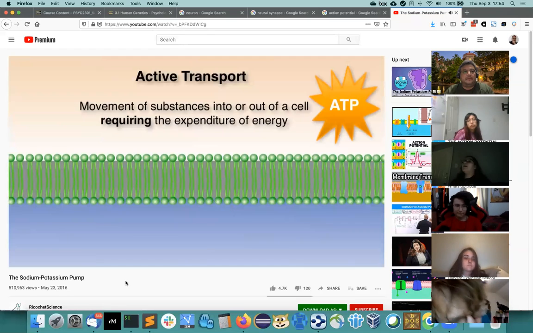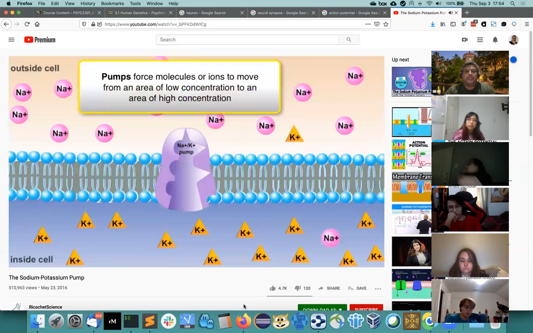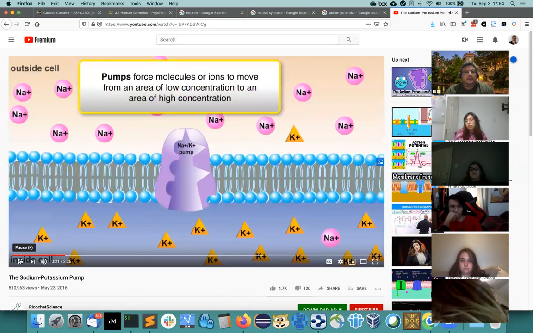So the proteins that conduct this form of transport are often called pumps because they force molecules or ions to move from an area of low concentration.